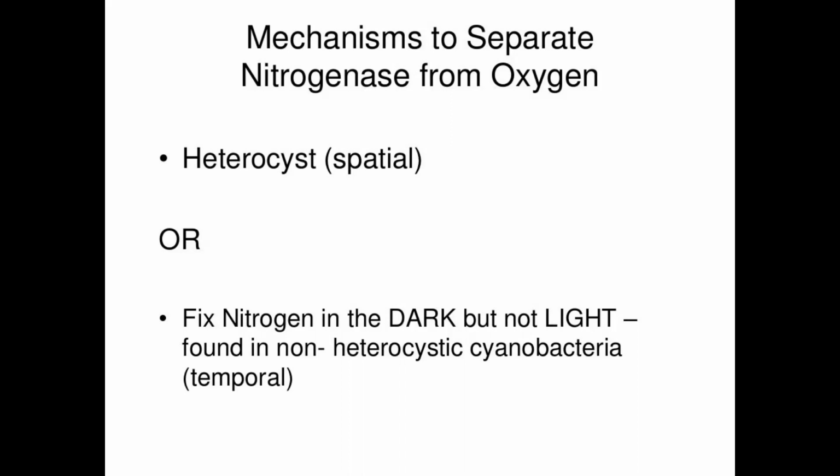For protecting it, the enzyme is present in specialized cells called heterocysts. Understood? Oxygen cannot penetrate into the heterocyst. That is why a thick cell wall is present, which does not allow oxygen to enter, and thus the nitrogenase enzyme is protected. And it fixes nitrogen in the dark, but not in light, in non-heterocystic cyanobacteria.